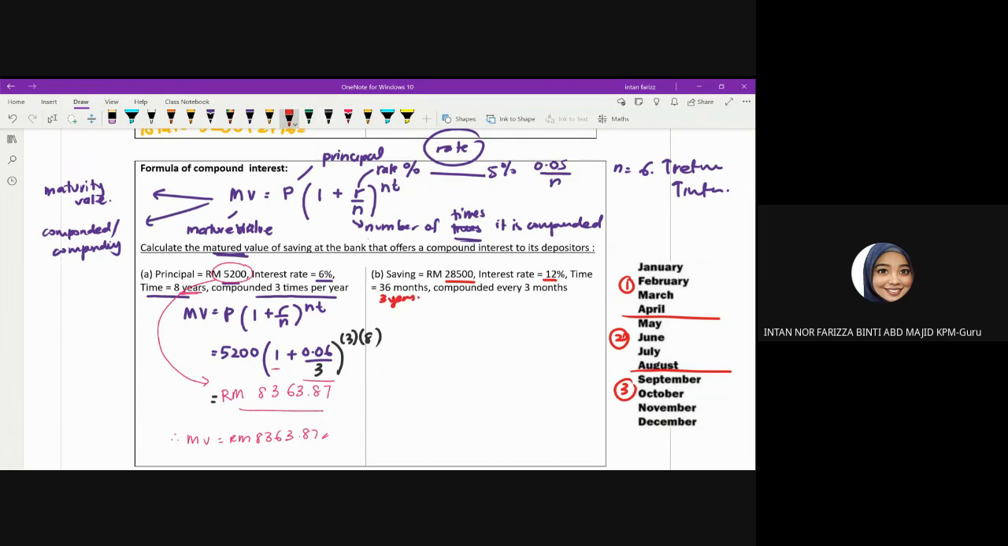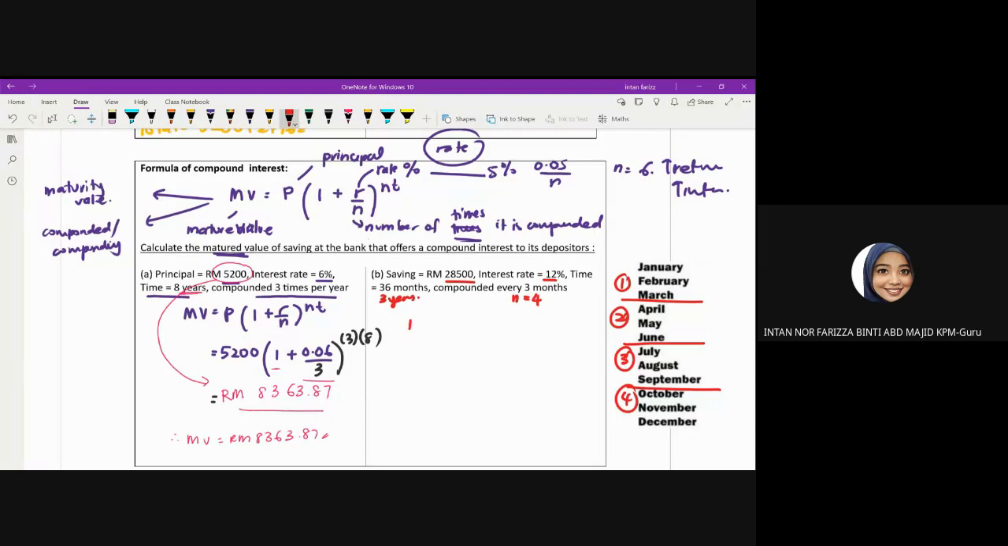And it is compounded every 3 months. So I'm going to use my calendar here. Every 3 months, this is the first cycle. The next 3 months will be the second cycle. The third 3 months will be July to September, and the last cycle will be October to December. So we have 4 times, isn't it? So my n equals 4. Don't be confused and write n equals 3. Make sure you understand properly how to find the n.